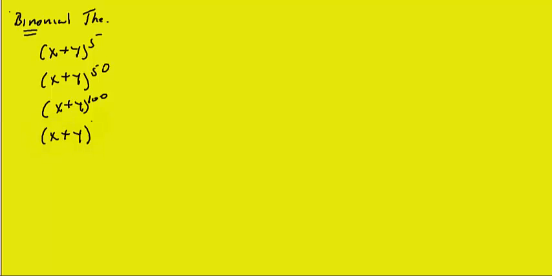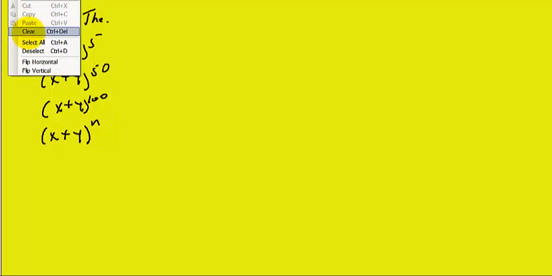The binomial theorem lets us expand (x + y)^5, (x + y)^50, (x + y)^100, or (x + y) to any random power n. So let me state the binomial theorem, and it looks like this: (x + y) to the nth power.